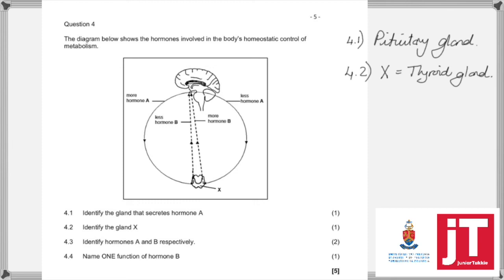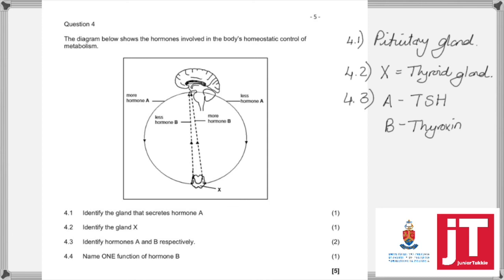If we look at question 4.3, identify hormones A and B respectively, well, I need to make sure that I link A with the hormone, B with the hormone. So answering this question is super important. And I would say hormone A is TSH, or thyroid stimulating hormone, and hormone B would be my thyroxine that is moving from the thyroid gland in the blood, in the circulation, then back to the pituitary gland.